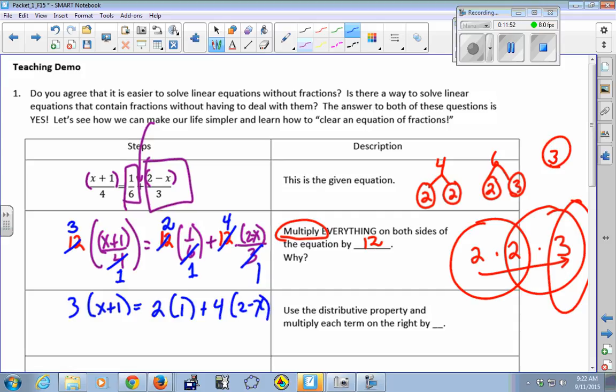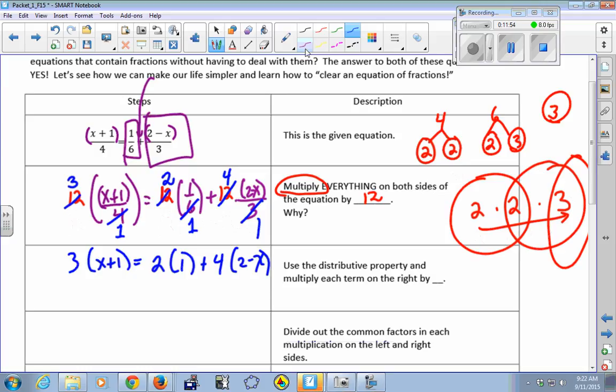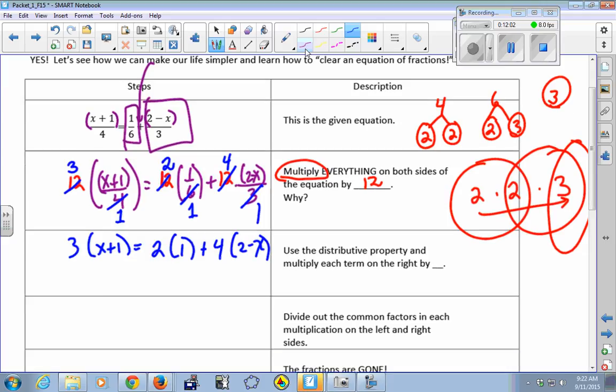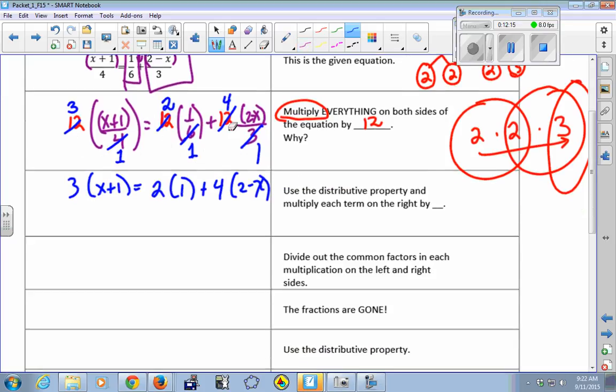Lo and behold, you have now changed your ugly looking thing with fractions in it to a linear equation that you could have solved before you even got into an intermediate algebra class. So you don't like these fractions? Get rid of them. How? Multiply both sides by a multiple. And from here, I think it should hopefully be something that you can all solve.